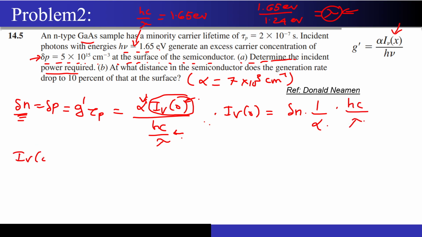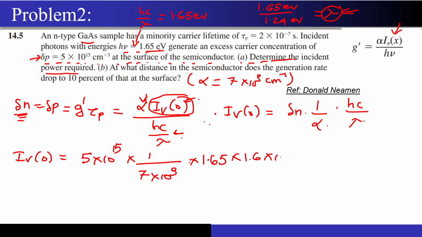So if I just substitute the values, IV of 0 will be what? Del n equal to del p is 5 into 10 to the power 15. 1 by alpha is 1 upon 7 into 10 to the power 3. What is the hc by lambda factor that I have? The hc by lambda is nothing but this 1.65 electron volts, correct, into 1.65. This is in electron volts, so I have to multiply it with the charge of an electron, 1.6 into 10 to the power minus 19.